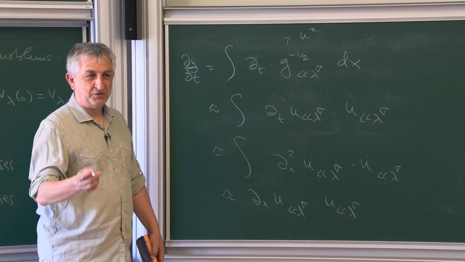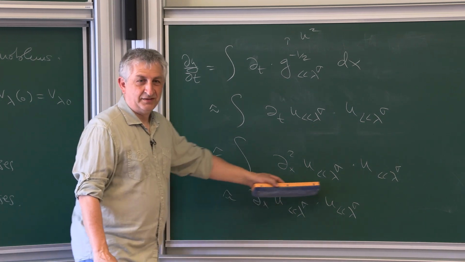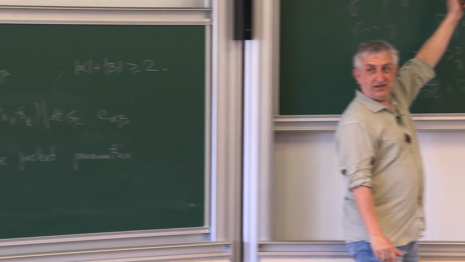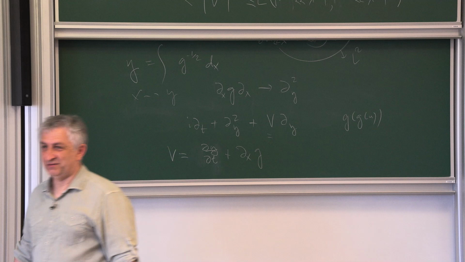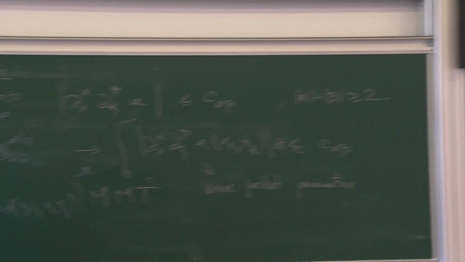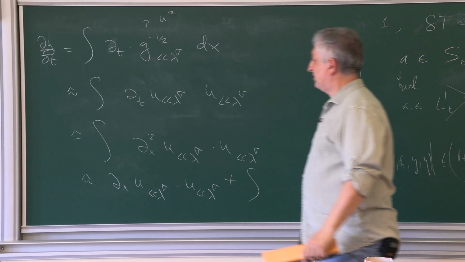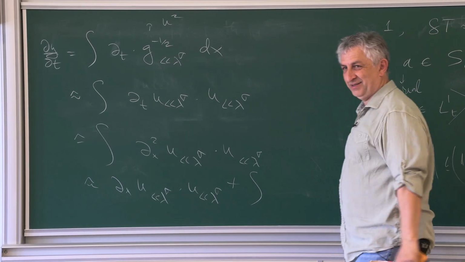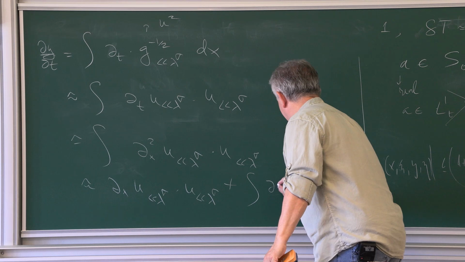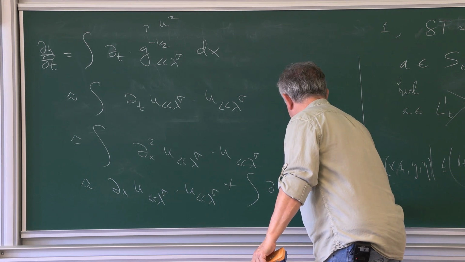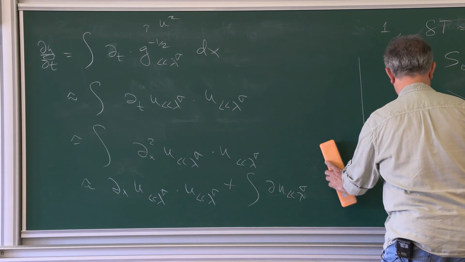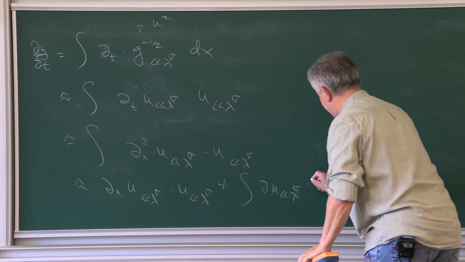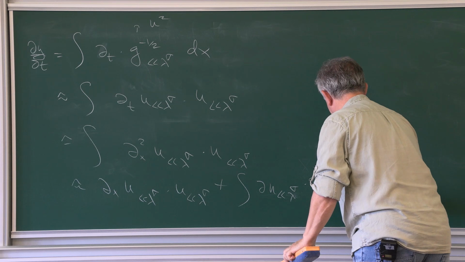And now you can almost see where I'm going. This is a good guy. This guy is kind of like my good V's in here. Even they are missing one derivative, so it's even better. All right, but plus, and now comes the really bad guy, the real bad guy, which is the integral of du much less than lambda to the power sigma times du much less than lambda to the power sigma.